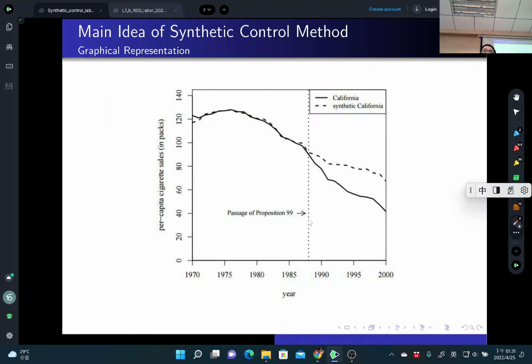And if you can find these weights, any difference after the treatment happens can represent the causal effect. If they overlap, that means there's no effect. You can conclude there is some causal effect. Okay, so that's what we discussed up until last week.